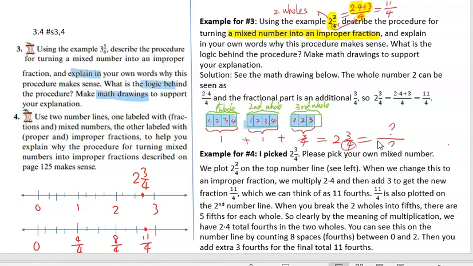1, 2, 3, 4, 5, 6, 7, 8, 9, 10, 11. But we want you to figure out a systematic way to do this. So for example, if you think this way, if you have 1 whole, which means the whole number is 1, then you have 4 parts. But if you have 2 wholes, that's 2 fourths. So you do 2 times 4 parts.